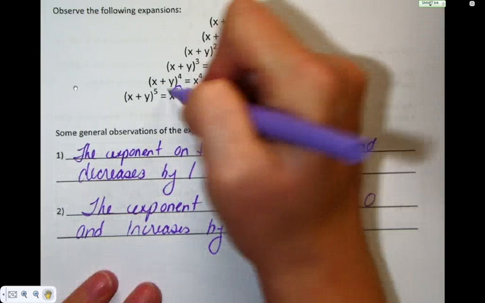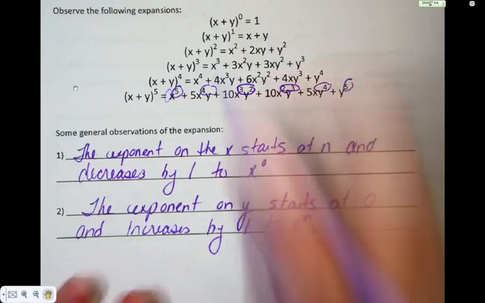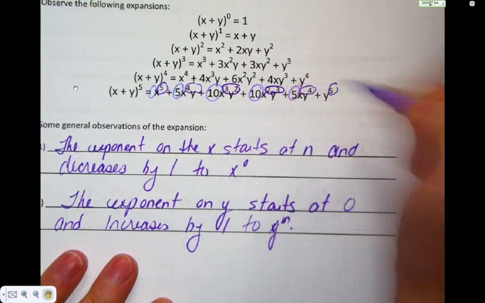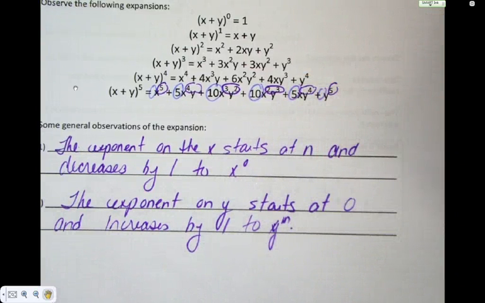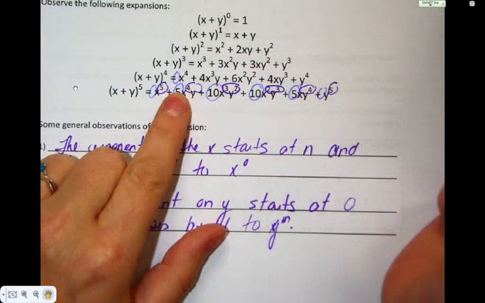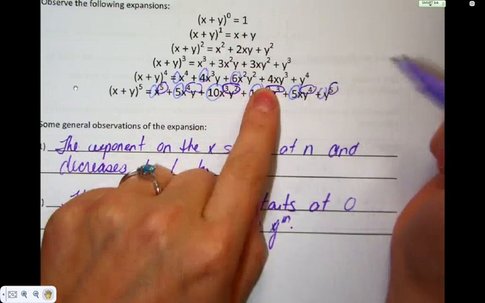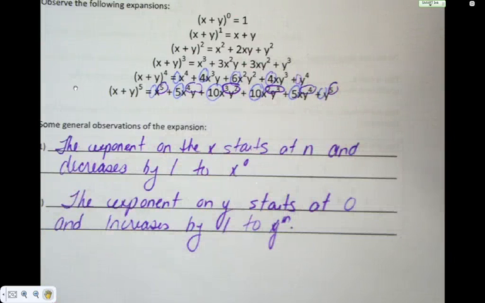So let's just take a look. Coefficient here is 1. What do you notice there about the numbers? The first and last are 1. The second and the second last are 5. And the two in the middle are 10. So 1, 5, 10, 10, 5, 1. Okay, let's look at the line above. 1, 4, 6, 4, 1. Okay, so what's the pattern there? What do you see?